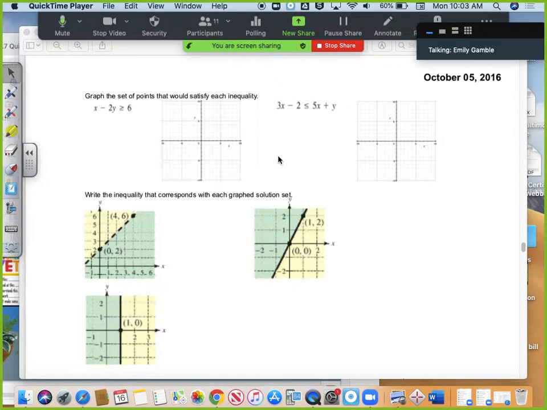All right, so we already did these problems. You can just kind of pay attention and follow along. It says here at the top, graph the set of points that would satisfy each inequality. That means just graph the inequalities.